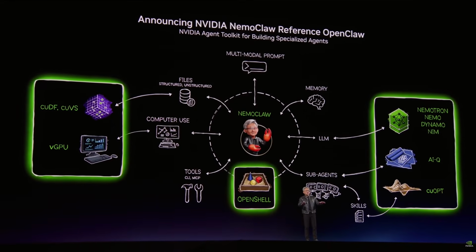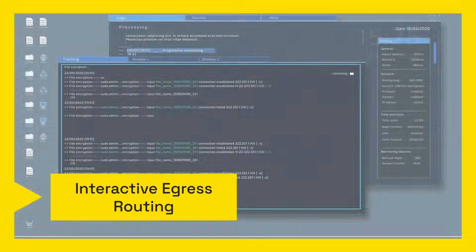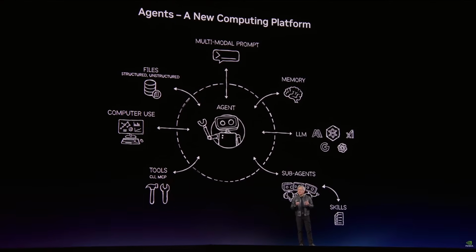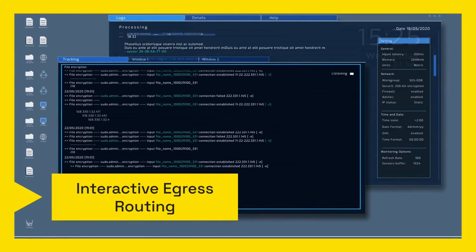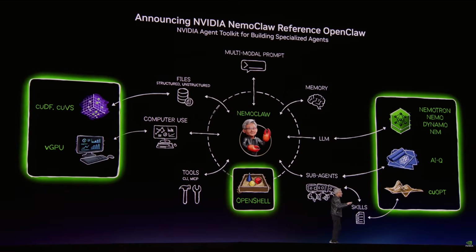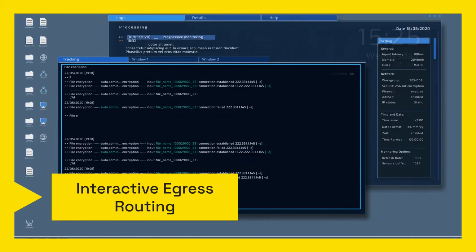calls, preventing privilege escalation. If the agent is hit with a prompt injection attack and tries to ping an unknown external server, it doesn't just fail quietly. OpenShell intercepts the network call, suspends the agent's thread, and surfaces an interactive terminal UI to the human operator to manually approve or deny the connection.